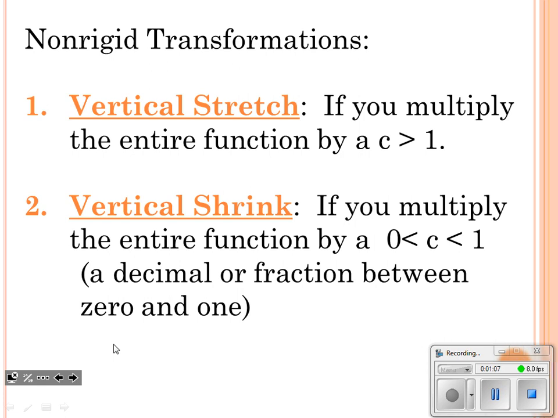A vertical shrink will happen if you multiply the entire function by a value that's between 0 and 1. So in other words, you're going to be multiplying or using a decimal or fraction in that function, which will cause the shrinking to happen. These are going to be so much easier to understand, I think, or at least somewhat easier to understand if we look at some examples.